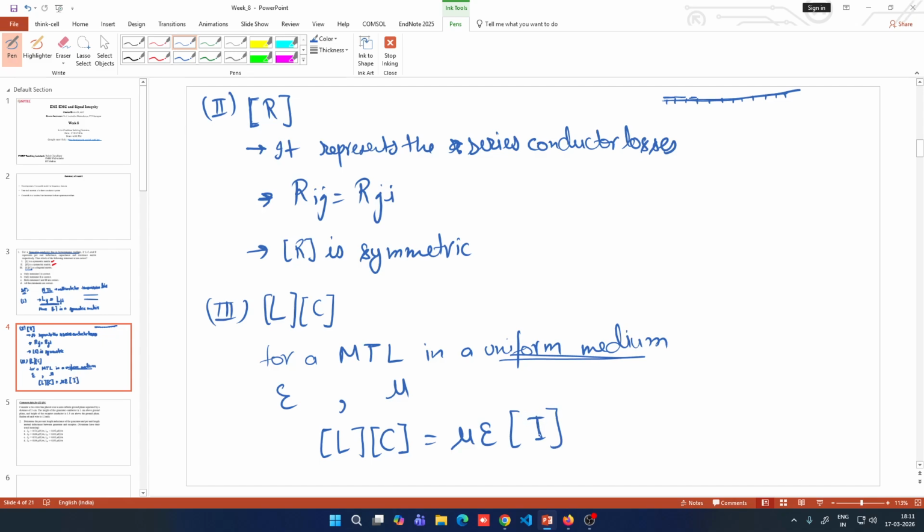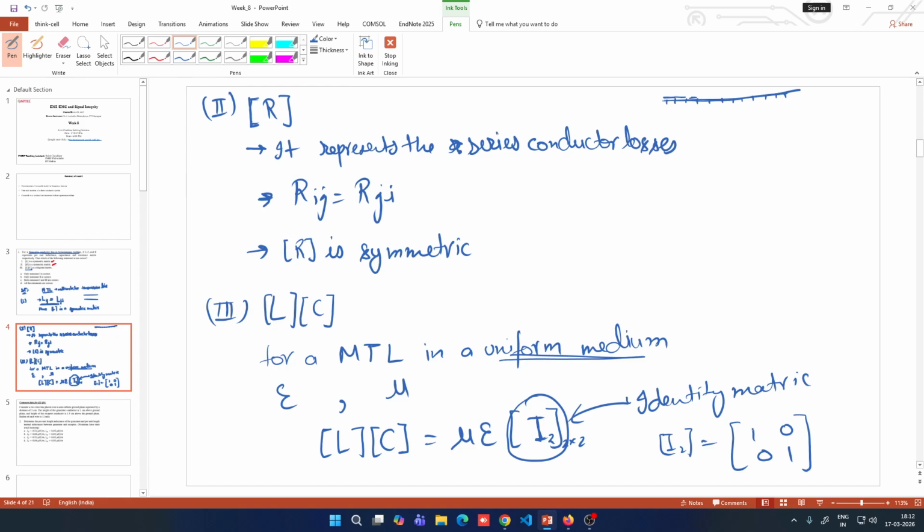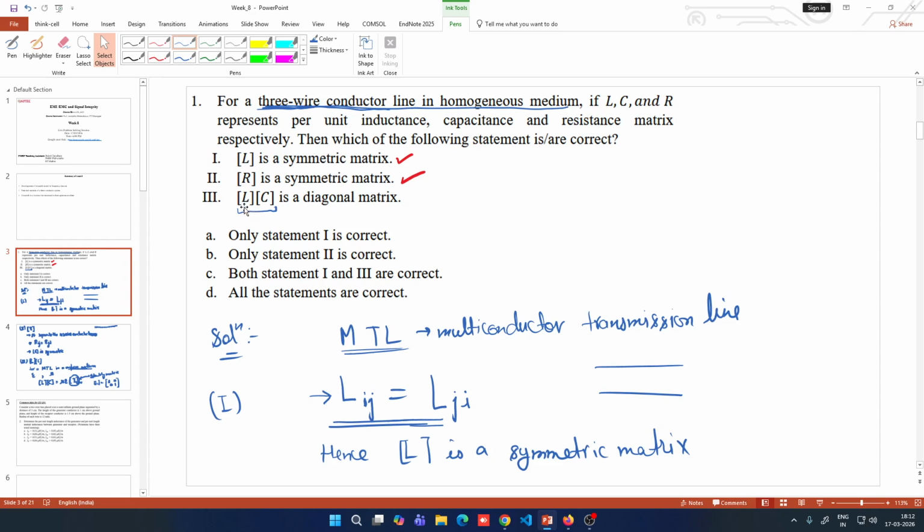So this I is, let's say for the 2 cross 2 case, I2. So this I is the identity matrix. We all know that an identity matrix, let's say I2, will always be a diagonal matrix, so the elements apart from the diagonal elements will be 0. So this product is giving a diagonal matrix. So statement 3 is also correct. The product of L and C is a diagonal matrix, which is true.